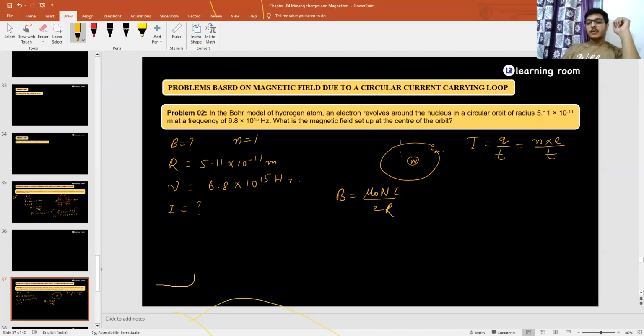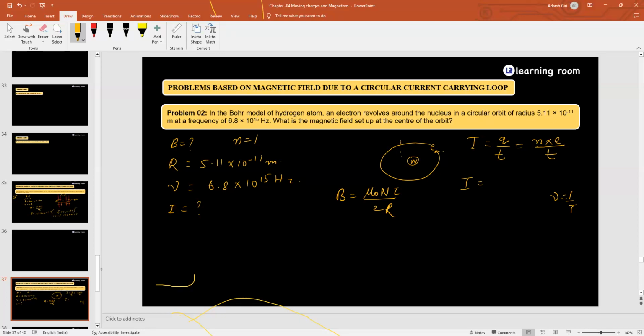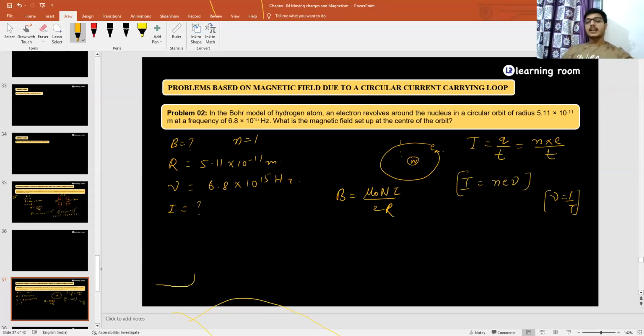Now see here. You know what is frequency? Frequency is 1 upon time period, na? Agree? Yes, sir. Frequency is 1 upon time period. So can we write N e into nu? Yes or no? Yes, sir. So current is nothing but N e into nu.